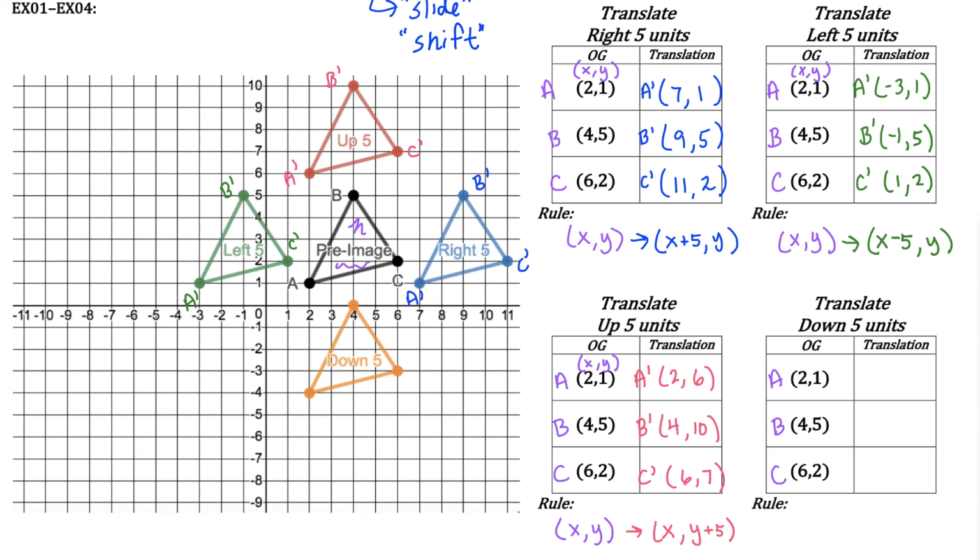Okay, and then we have orange. Let's hope this orange comes out. So A prime, B prime, C prime. So A was at 2, 1. Now A prime is at 2, negative 4. B was at 4, 5. B prime is at 4, 0. And C was at 6, 2. C prime is at 6, negative 3.